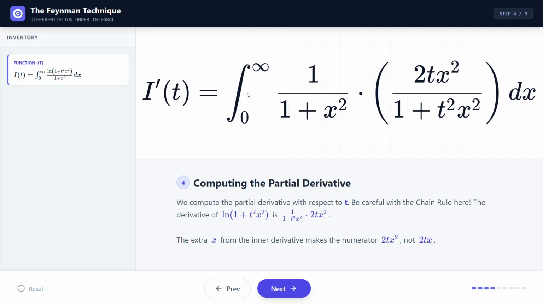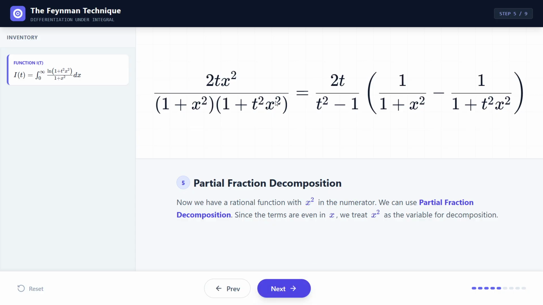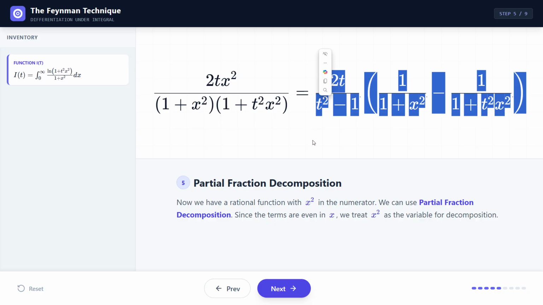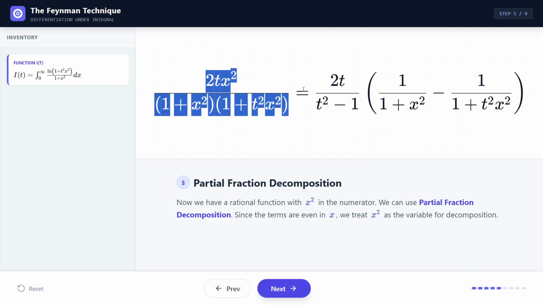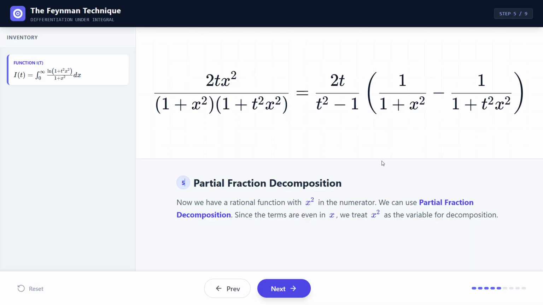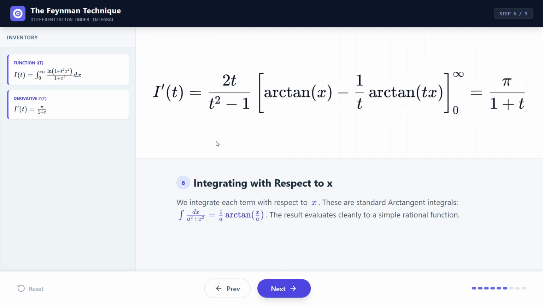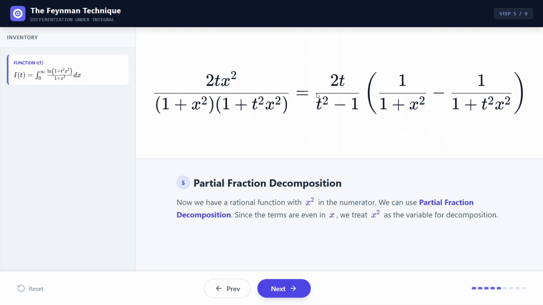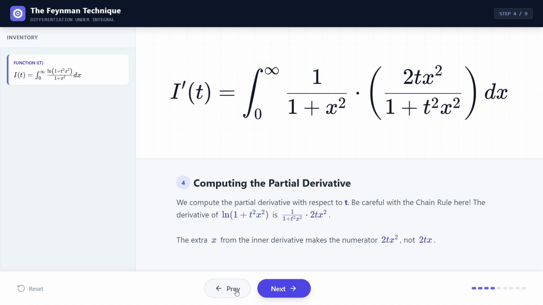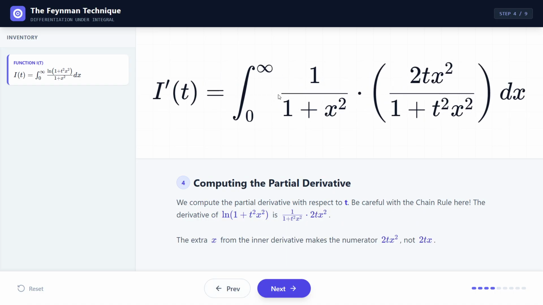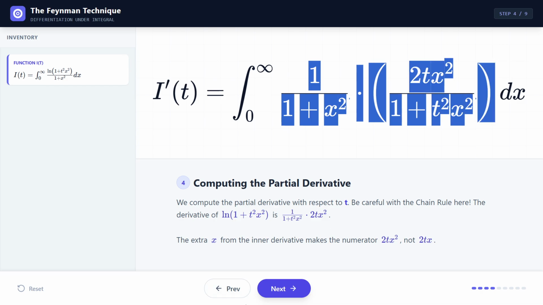And this integral can actually be evaluated using partial fraction decomposition. So we can perform partial fraction decomposition on this. It's a little bit complicated, but if you do it and then do the algebra, simplify it, this is what you get. So this fraction decomposes into this expression right here. So our I prime of t is actually equal to the integral from 0 to infinity of this with respect to x.